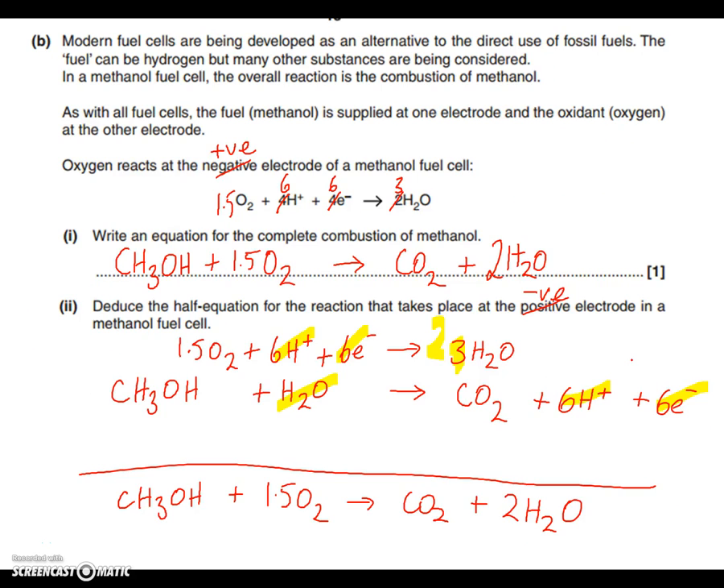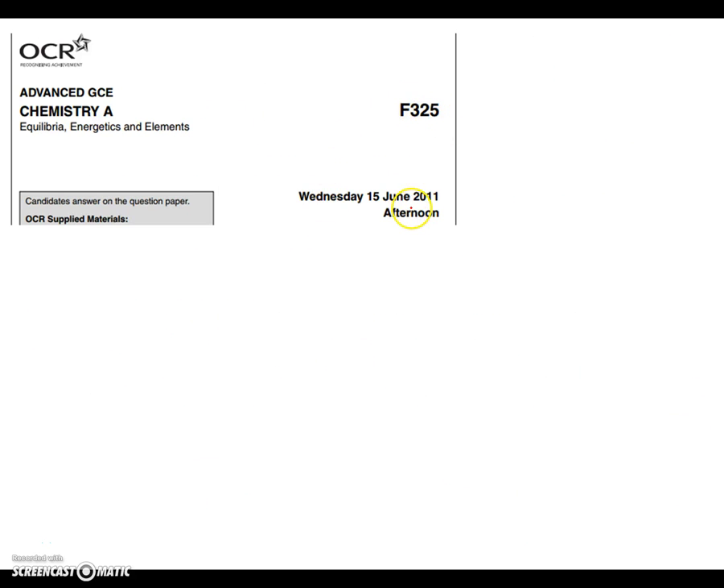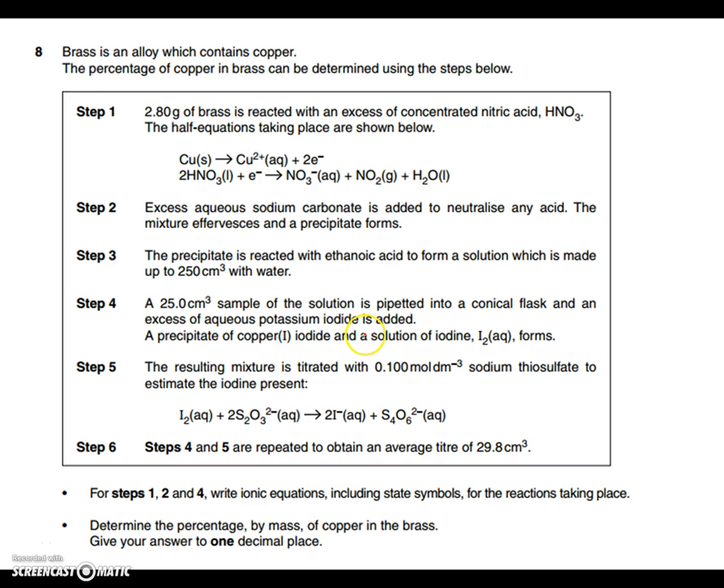Okay, so this is also from F325, June 2011, and this is question 8, one of the long answer questions. So you're given a mass of information at the start, and then you're given specific instructions on what to work out. So for steps 1 to 4, write equations, including state symbols, for the reactions that are taking place. It's worth having a look at step 3 as well, just to have a think about what's happening there. And then determine the percentage by mass of the copper in the brass and give your answer to 1 decimal place. So that gives you the precision that they're looking for there.